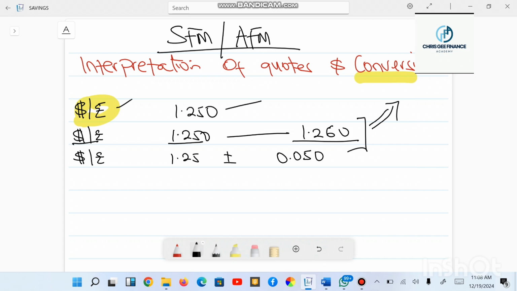And so in the exam, your interpretation should be in that line, that the bank is always going to be making these gains from whatever transaction you are dealing with. So we'll get into that now when we start doing conversion.